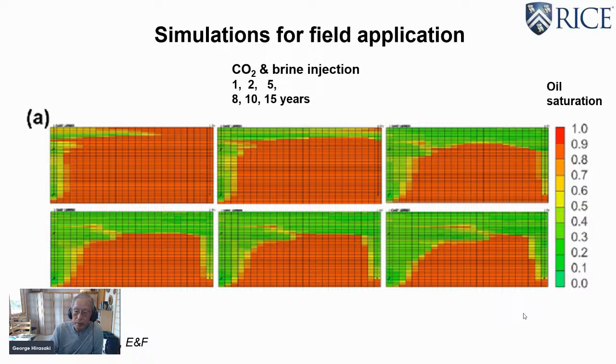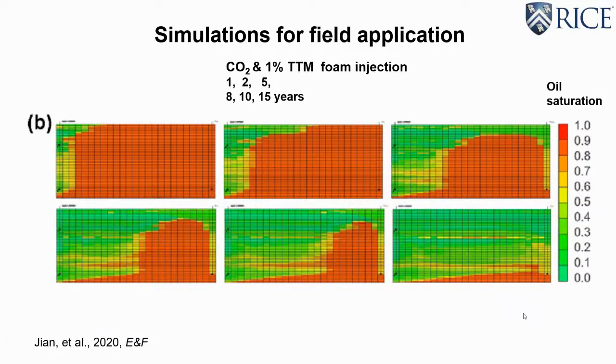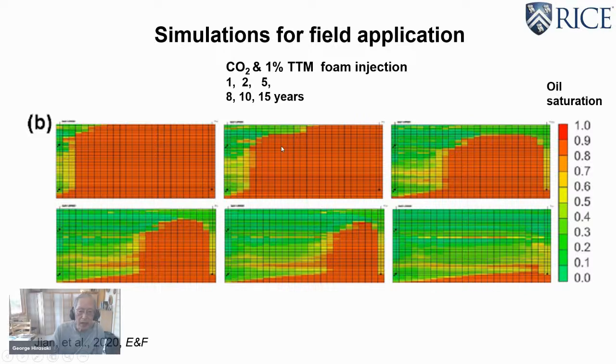Now let's see what happens when we have foam mobility control. This is exactly the same simulation, except instead of just brine, we have 1% TTM in the brine, and everything else is exactly the same. This is after 1 year, after 2 years, after 5 years. We can see that by 5 years, we can already see much more advance in the low permeability region because the pressure gradients are much higher.